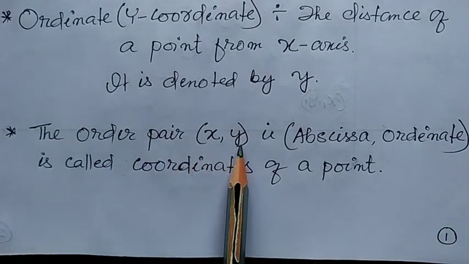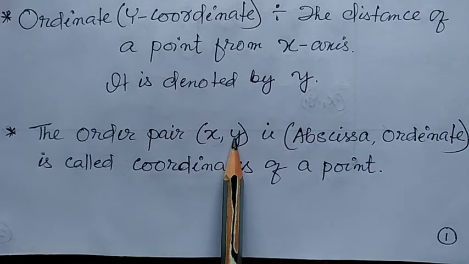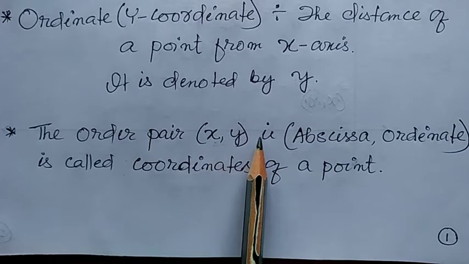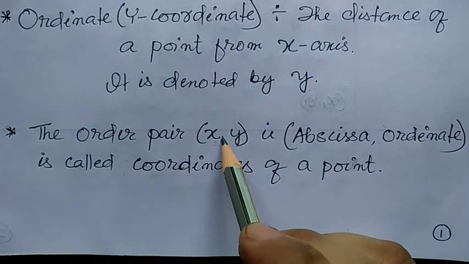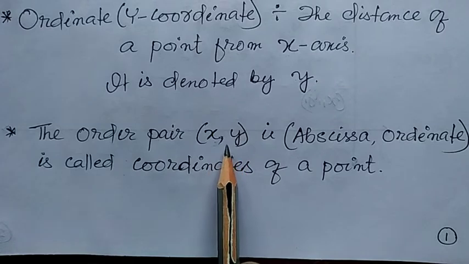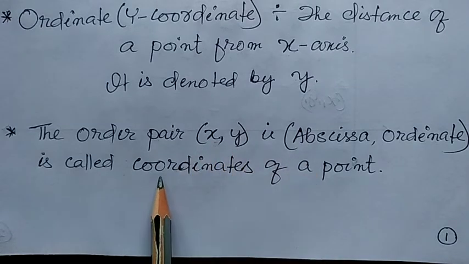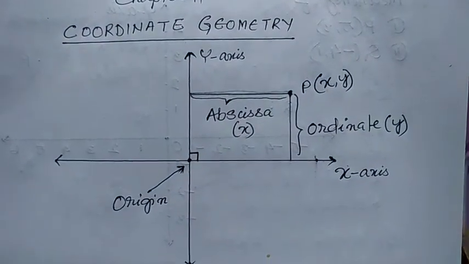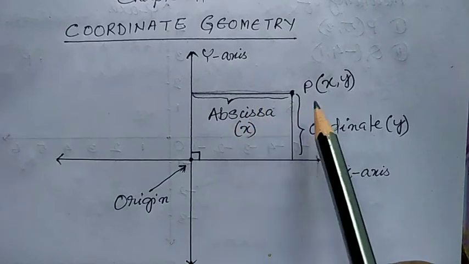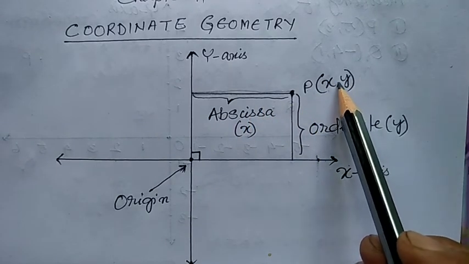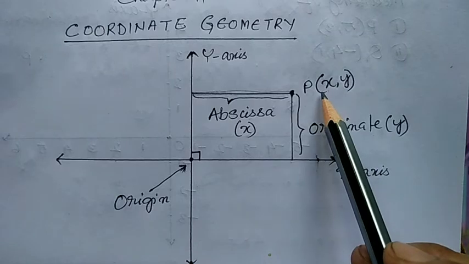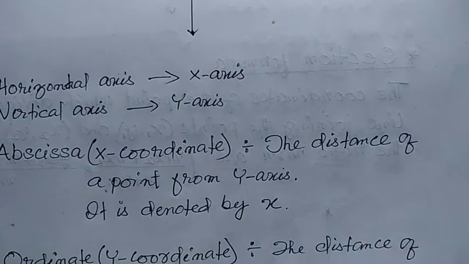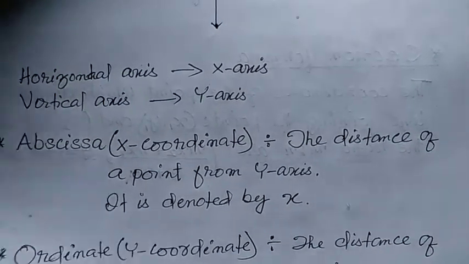You can see the pair x, y. x is nothing but abscissa and y is nothing but ordinate. This pair is written with abscissa first, followed by ordinate, and you can see between them is a comma. This pair together is called the coordinates of a point. So in the figure, the point is P. So x, y, abscissa and ordinate written together inside brackets, separated by a comma, is the coordinates of point P. Okay, these are some of the basic concepts of this chapter.